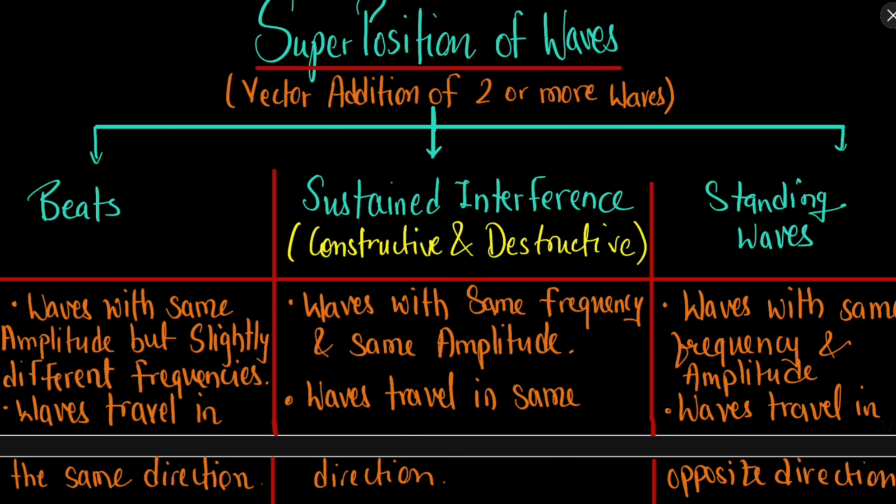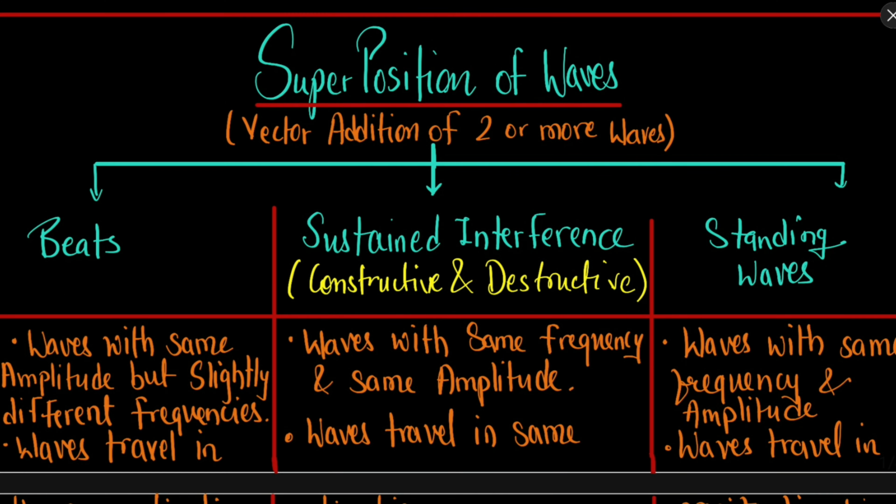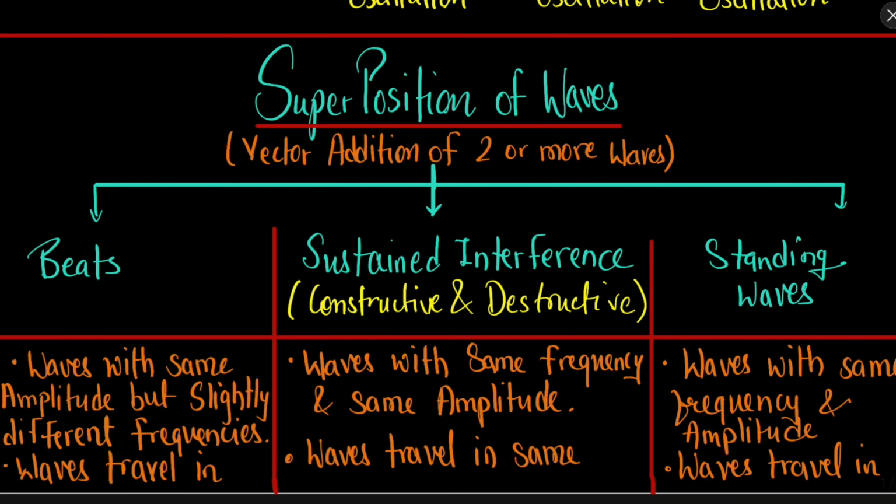Today the objective will be to discuss the superposition of waves and specifically the beats. So what is the superposition of waves? The principle of superposition is a very powerful principle. It states that if we want to find the displacement of the resultant wave, then it can be found by the vector addition of the displacements of the individual waves.